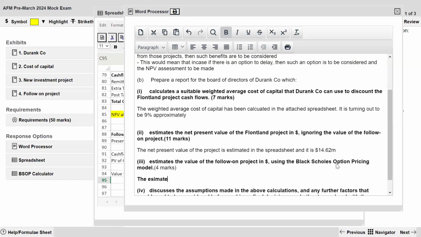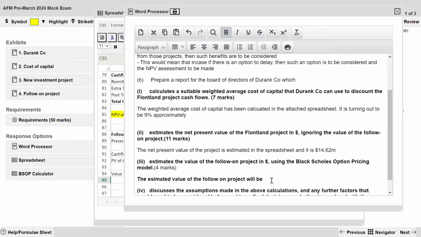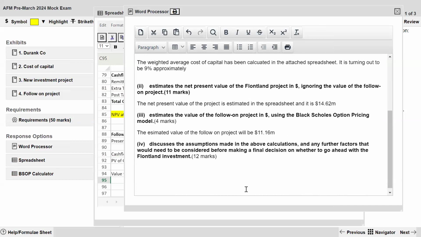The estimated value of the follow-on project will be $11.16 million. Now it says discuss the assumptions made in the above calculation and any further factors that would need to be considered before making a final decision on whether to go ahead with it.